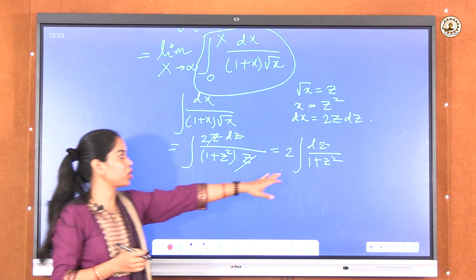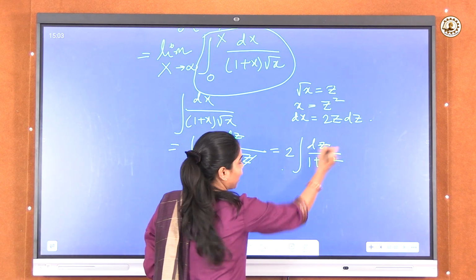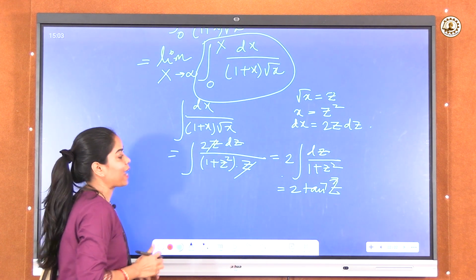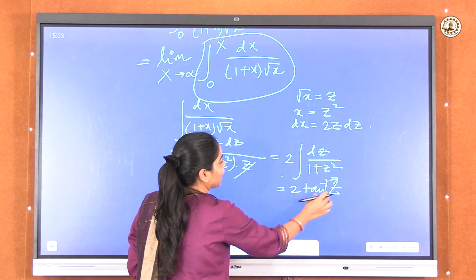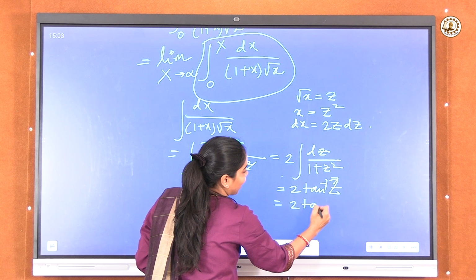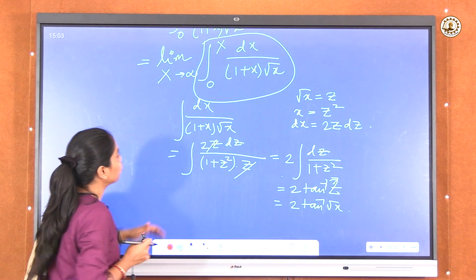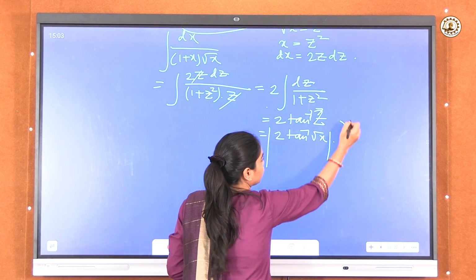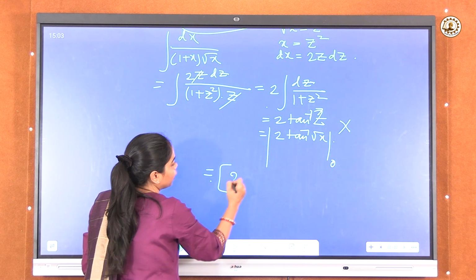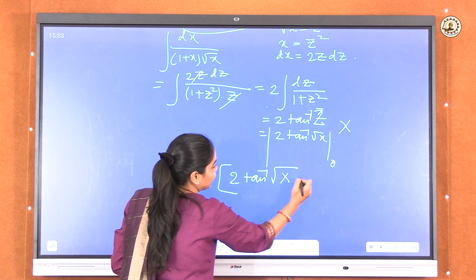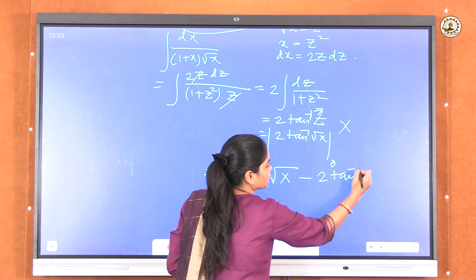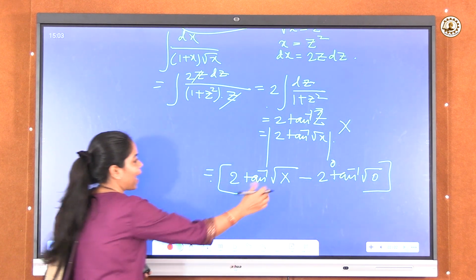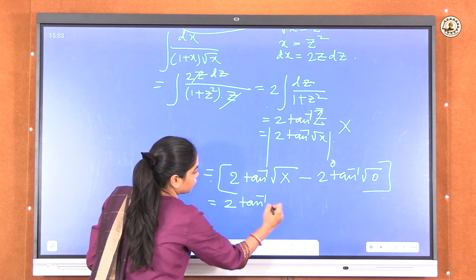Now we know the direct formula of the integration of dz by (1 plus z square) is tan inverse z. So the value of this integration becomes 2 tan inverse z, and we know z is root x, so finally 2 tan inverse root x. Now we put the limit 0 to capital X. So that will be 2 tan inverse root capital X minus 2 tan inverse root 0. Now we know tan inverse 0 is 0, so that is only 2 tan inverse root X.